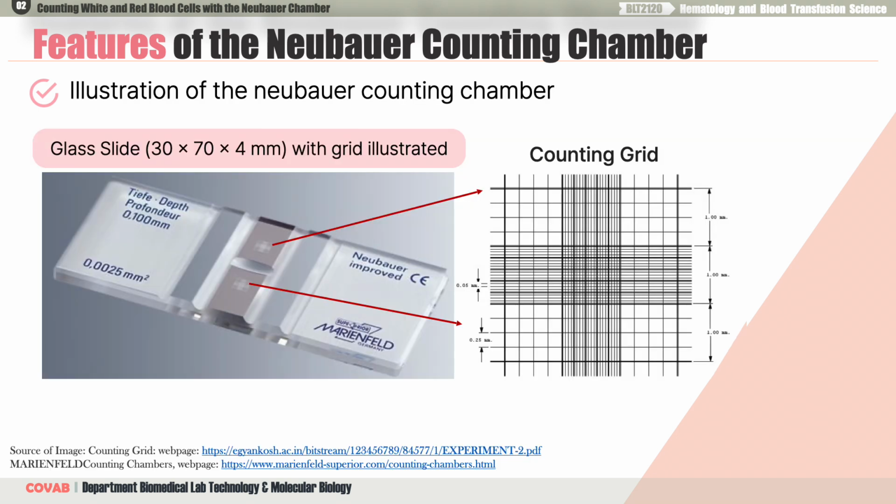We are still looking at the features of the Neubaur counting chamber, and we have an illustration here. The glass slide, 30 millimeters wide, 70 millimeters long, and 4 millimeters thick. And we can see the grid that's etched into the central counting area. On the right side, we show you the grid as seen under the microscope.